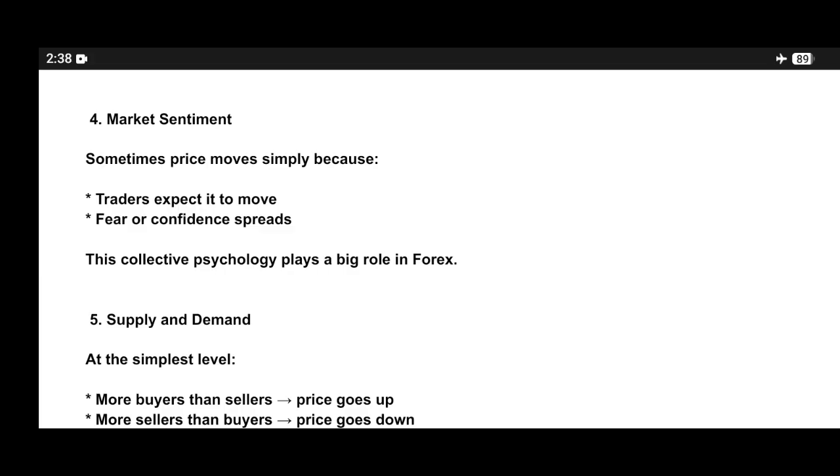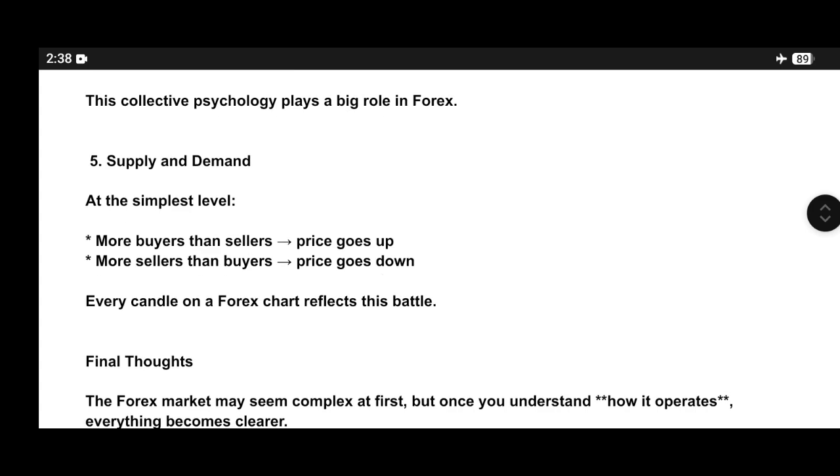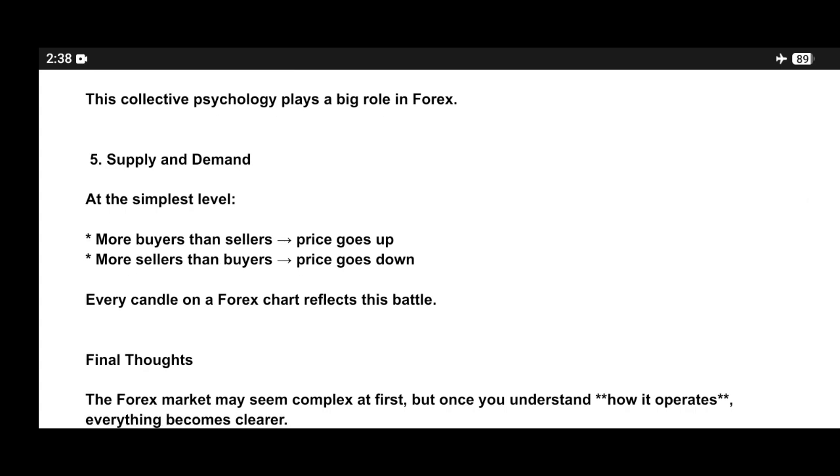This collective psychology plays a big role in forex. I get my point. Then what about the supply and demand? At the simplest level, more buyers than sellers, price goes up. More sellers than buyers, price goes down.